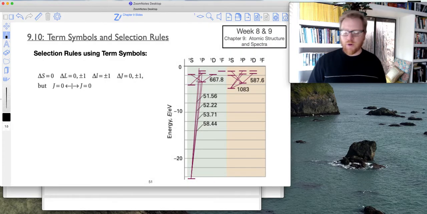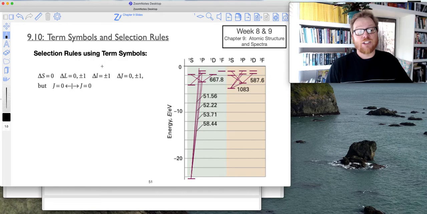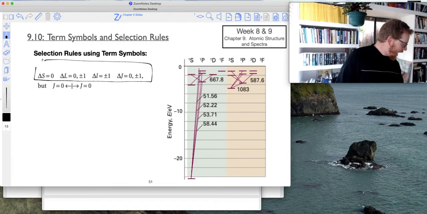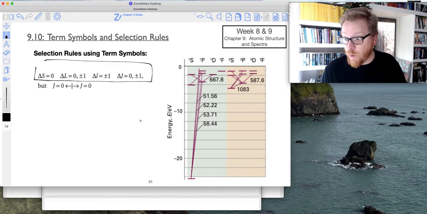Talk about this very briefly. We can talk about all of these selection rules using term symbols. And I'm not going to spend as much time lecturing on this because I've got it in this document. But here are our term symbols given by the same rules we had before, right?